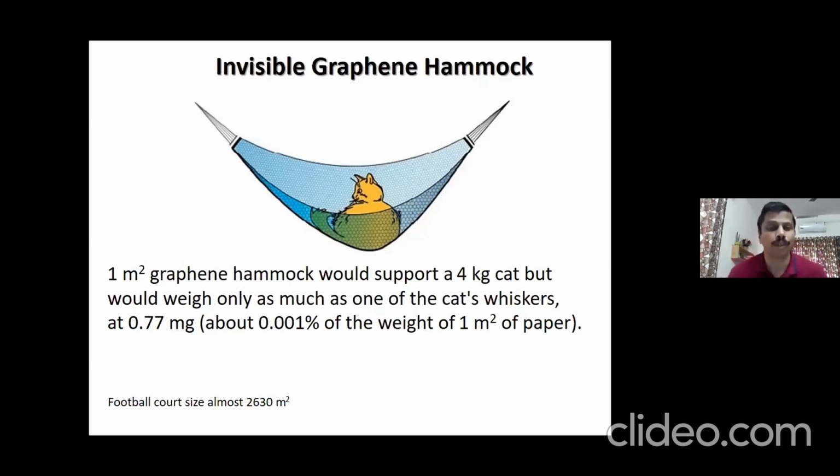We cannot see the hammock because it will be something like an invisible material, right? But at the same time, your cat will be just floating on the air, right? So it's something like that, right?